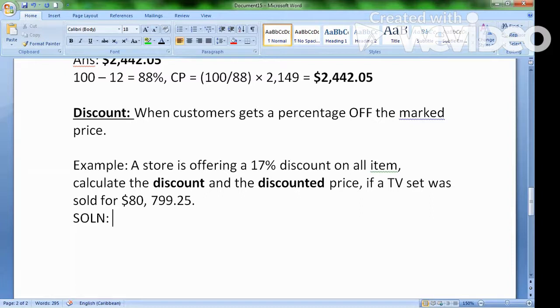All right. It's pretty simple. To find the discount, all we need to do is find 17% of the price for the TV, and that will give us the discount. When you get the discount, to calculate the discounted price, we just subtract the discount from the marked price. So discount is going to be 17% of the marked price.